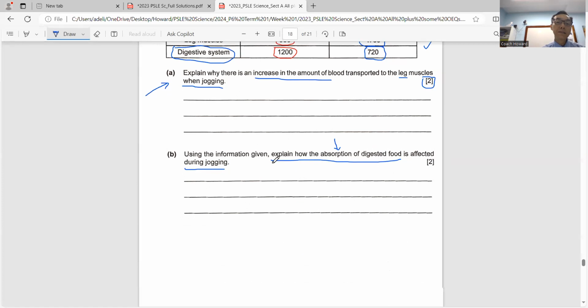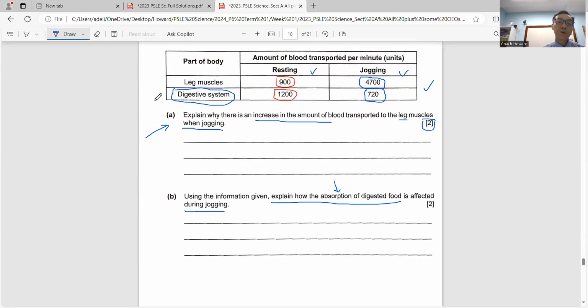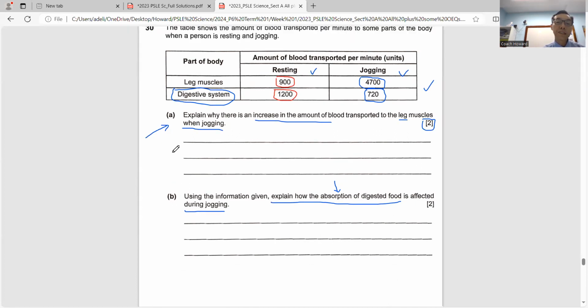Okay, part B, using this information, explain how absorption of digested food is affected. So if we focus on this part, the second row, digestive system, during jogging you can see it is reduced to 720 units. You must understand that this part B is actually related to part A, because during jogging, more of the blood is being supplied to the legs than the digestive system.